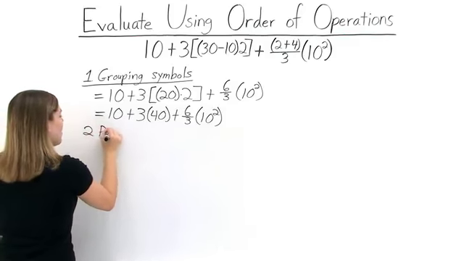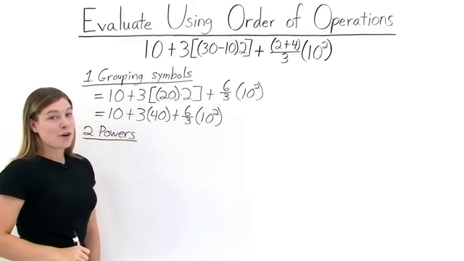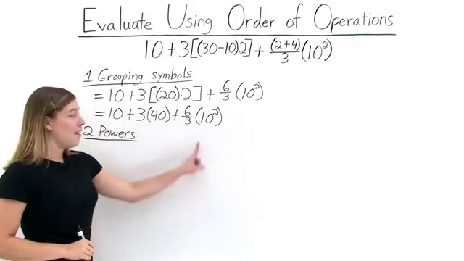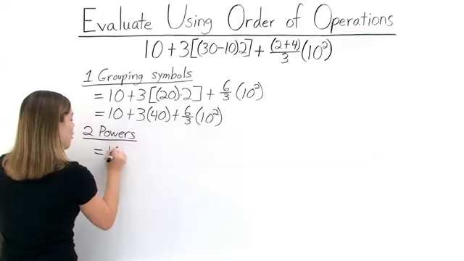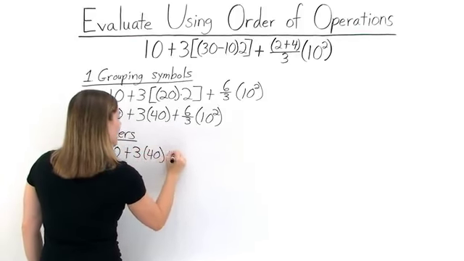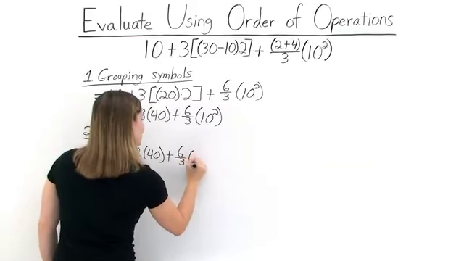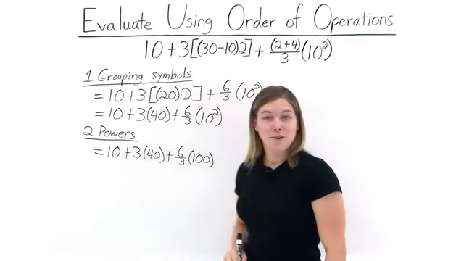Step number 2 is to eliminate any powers that we have in our problem. Well, in our problem, we only have one power, and it's way at the end, 10 squared. So, in order to evaluate it, we need to rewrite everything else and then evaluate our power. So 10 squared becomes 100. Now we've eliminated all of our powers.